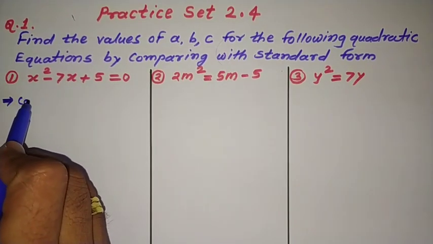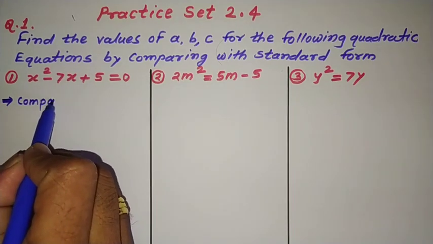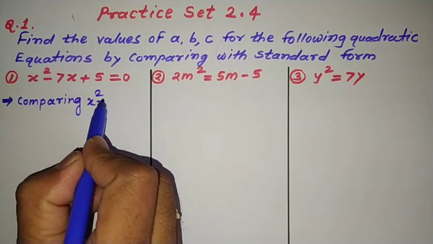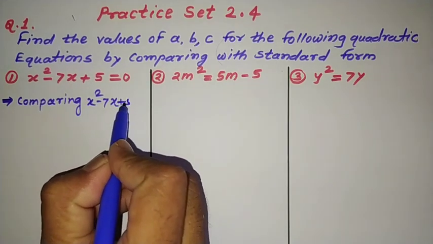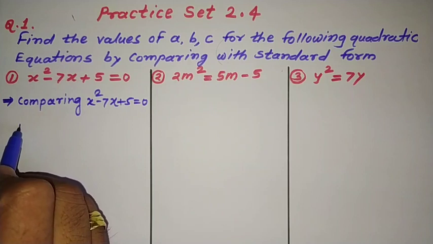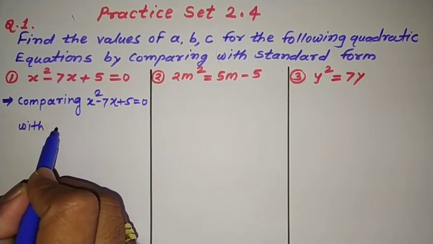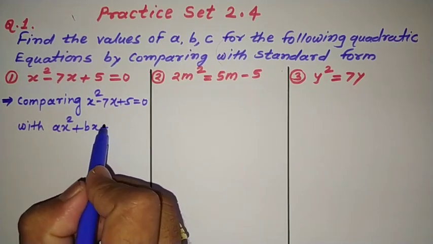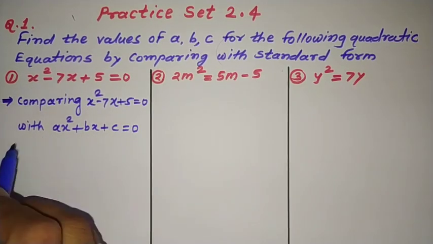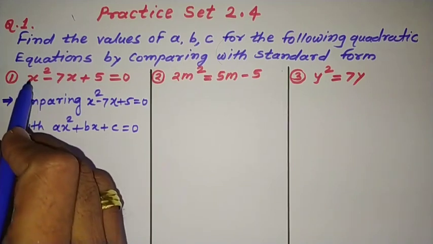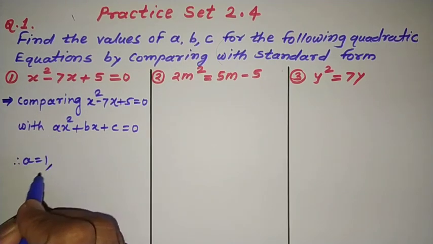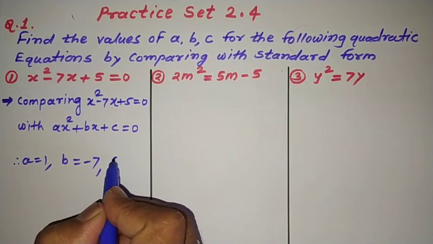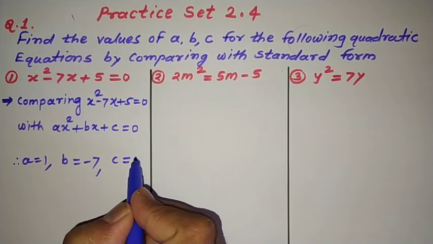Comparing x square minus 7x plus 5 is equal to 0 with ax square plus bx plus c is equal to 0. The value of a, the coefficient of x square, is equal to 1. The value of b is equal to minus 7 and the value of c is equal to 5.